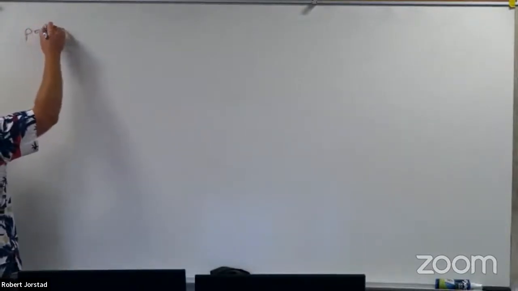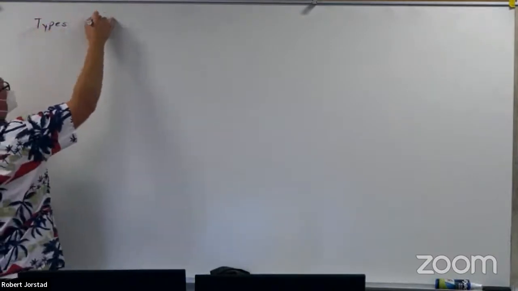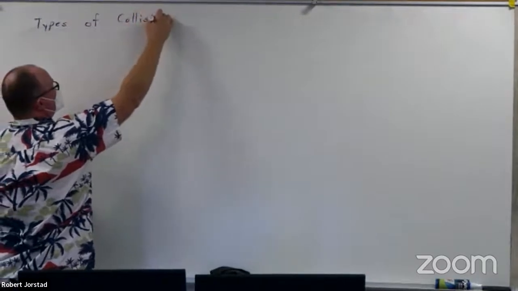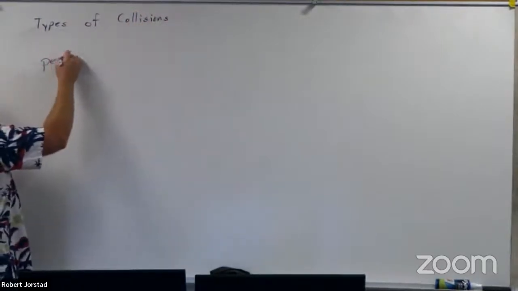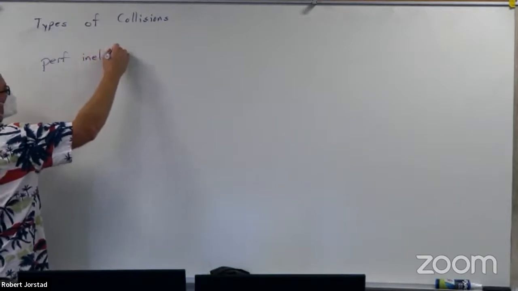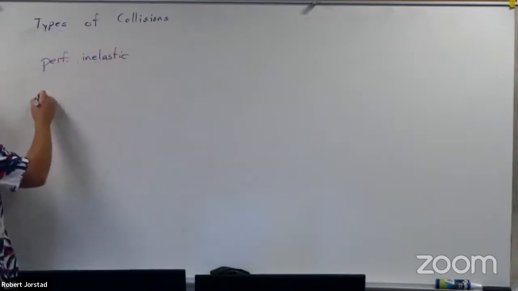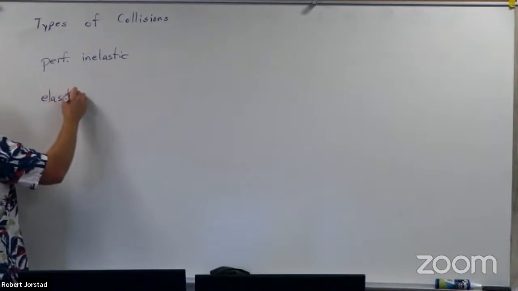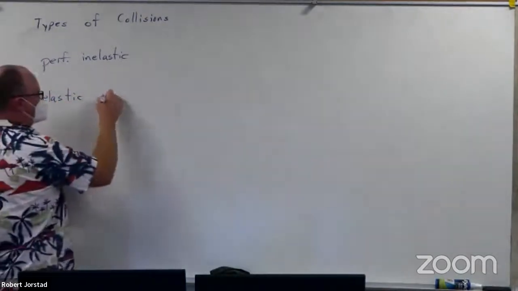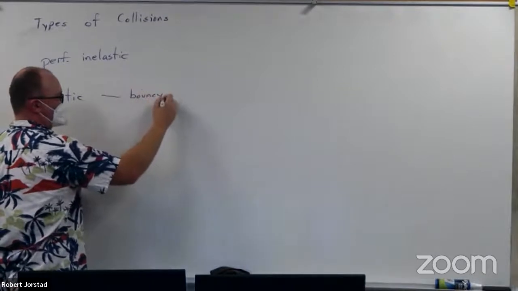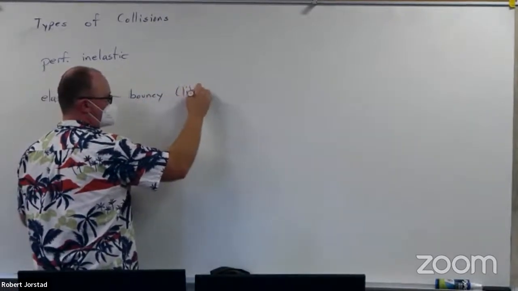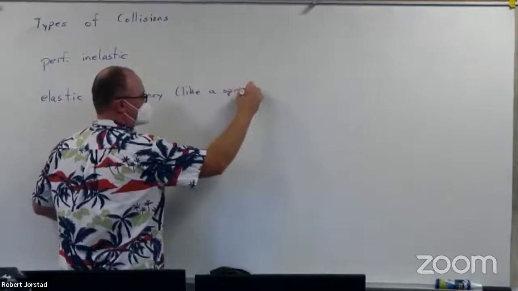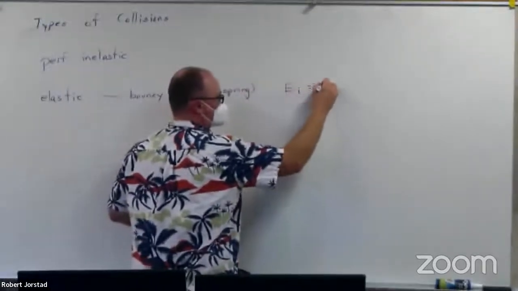And maybe I'll write this up. Types of collisions. There's perfectly inelastic, and I'll also write elastic here. For me, it helps to first remember that elastic is bouncy, like a spring. E initial equals E final.